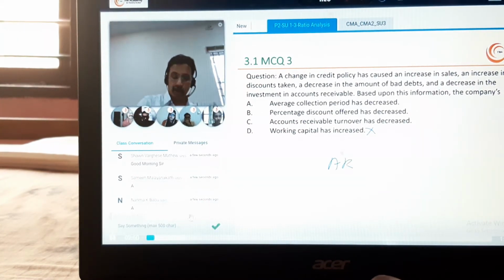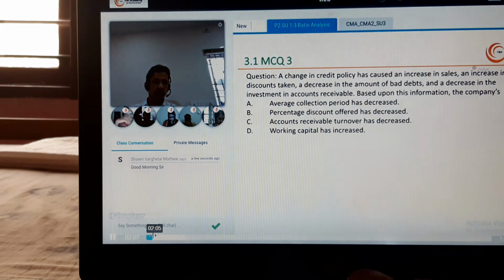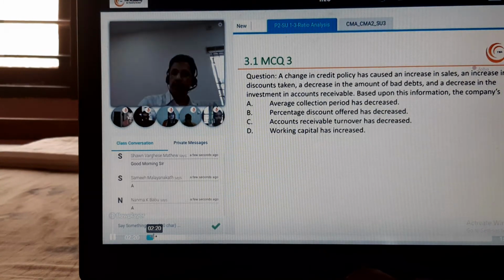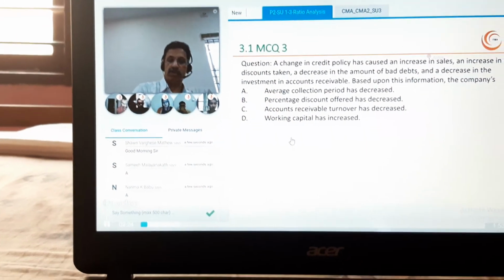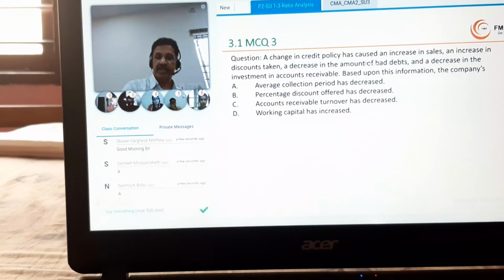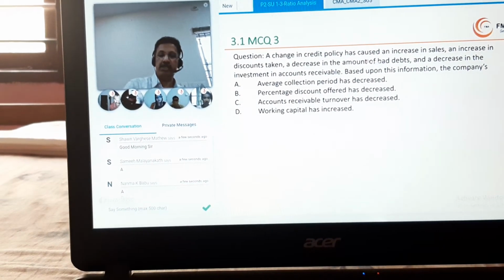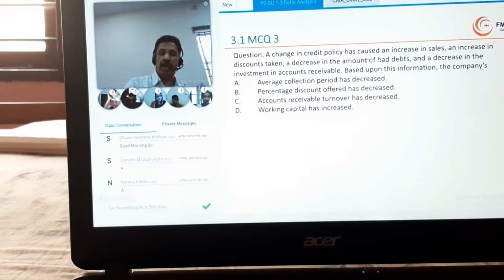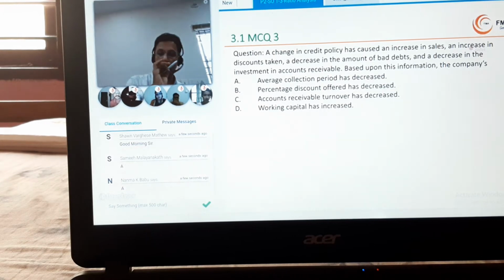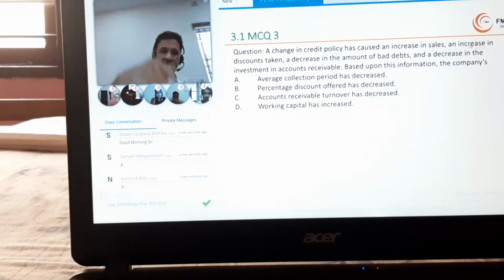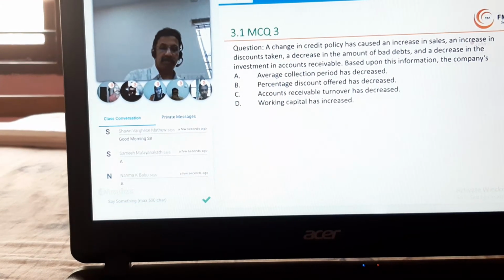Turnover, accounts receivable turnover, there is an increase in sales, there is a decrease in the account receivable, and there is a decrease in the bad debt. So based on this information, the company's working capital has increased. When there is a decrease in the investment in accounts receivable, the level of current asset has come down. Definitely there is a decrease in working capital, not increase.